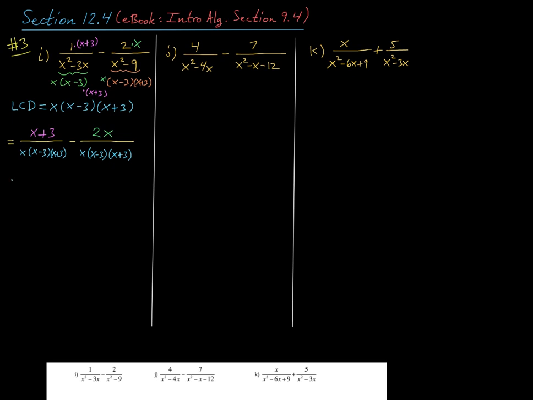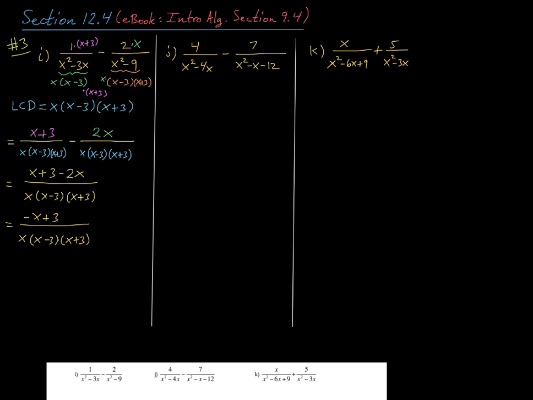Okay, so then we can go ahead and combine numerators. And so I'm going to have x plus 3 minus 2x, all divided by that common denominator. And so then up in the numerator, x minus 2x is negative x plus 3, and then we're dividing that by x times x minus 3 times x plus 3.